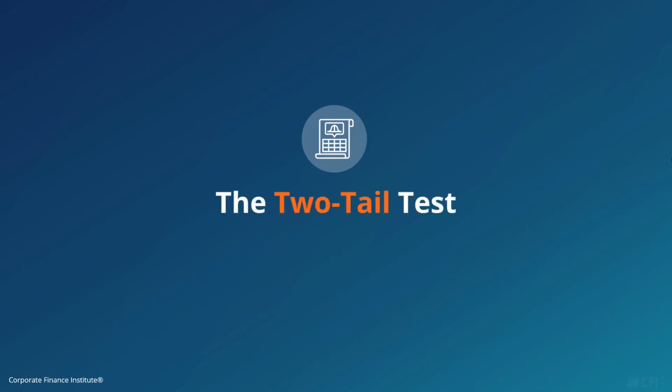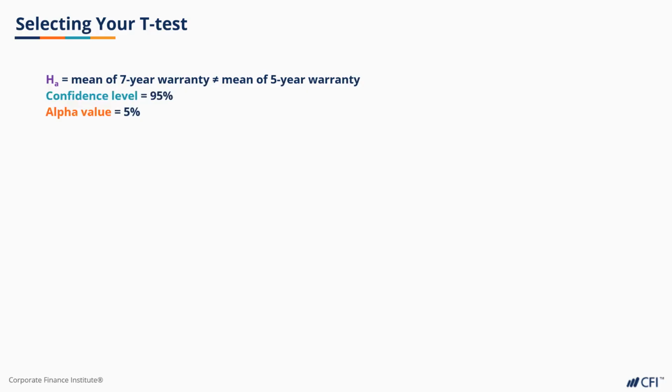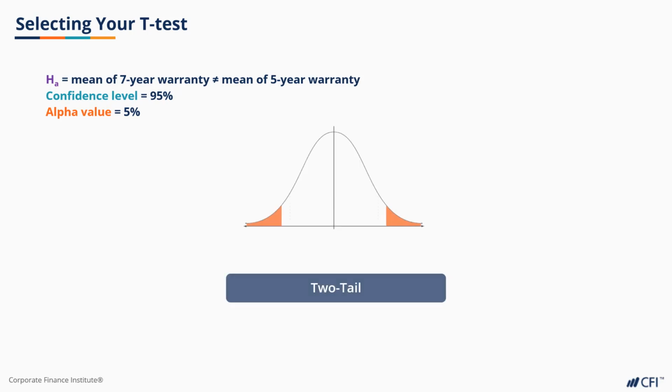Now our third step is to pick the statistical test we will use. In this scenario, we'll be applying a two-tail test. This is a good test based on the alternative hypothesis we selected. The two-tail test gets its name because we're rejecting the null if it falls on either of our two tails.